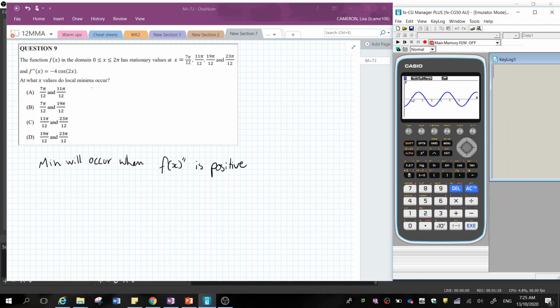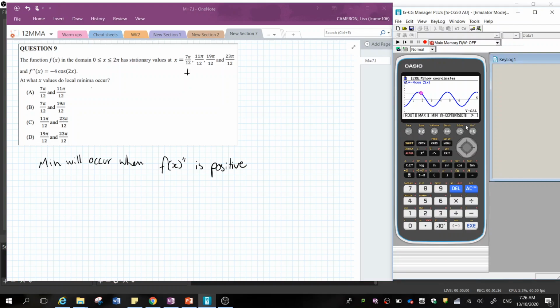Okay, so now I want to test these points here and see what happens. So I'm going to go G-Solve across. I want to input an x, which means I want to calculate the y. So 7 shift pi divided by 12. Execute. Okay, so this first one here is going to return to me a positive value.